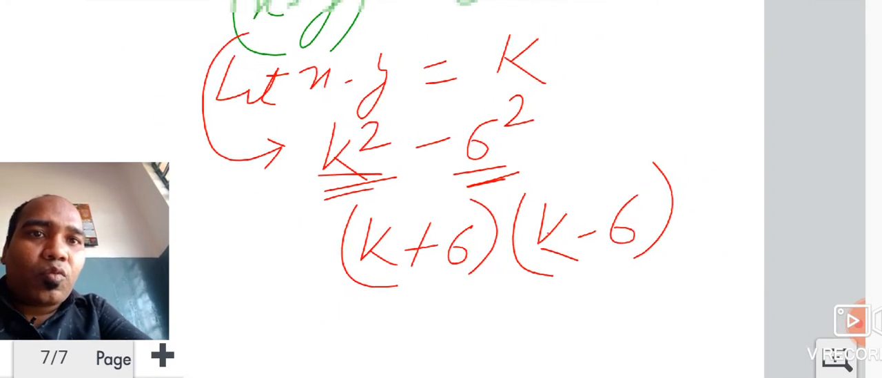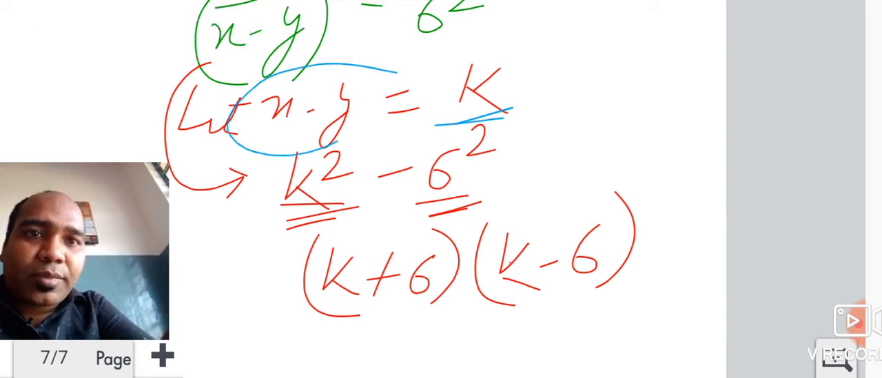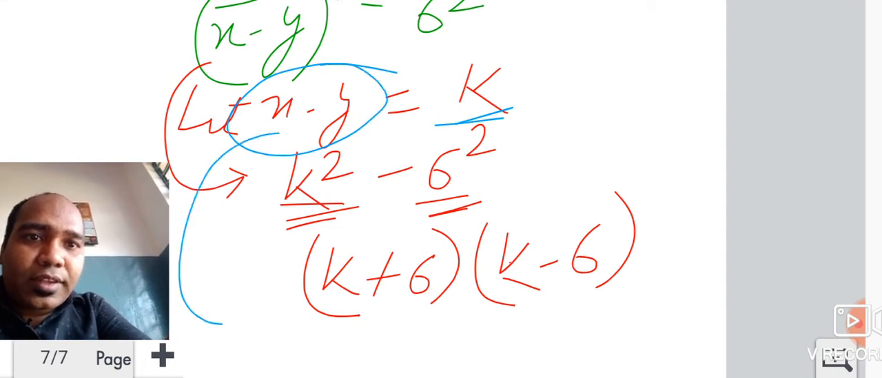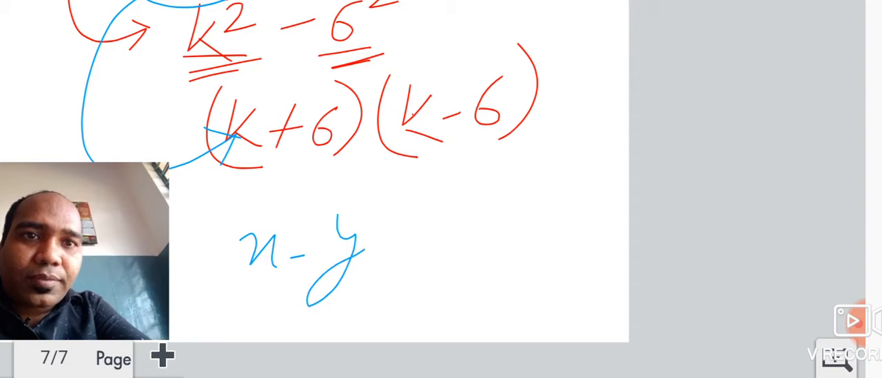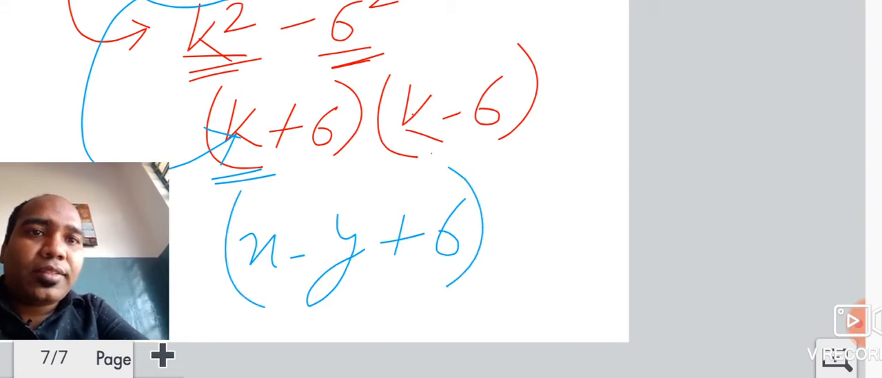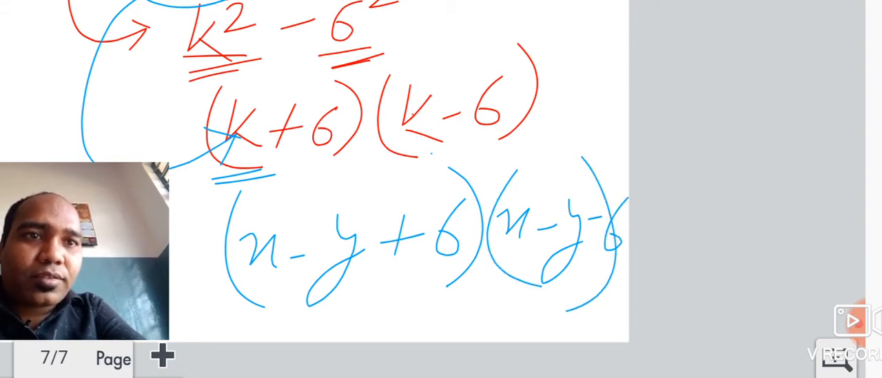Now what value have we taken for k? We had considered k as x minus y. So put the value of x minus y in place of k here also. So in place of k we write x minus y, then plus 6, then again x minus y, then minus 6. So this is your factorization.